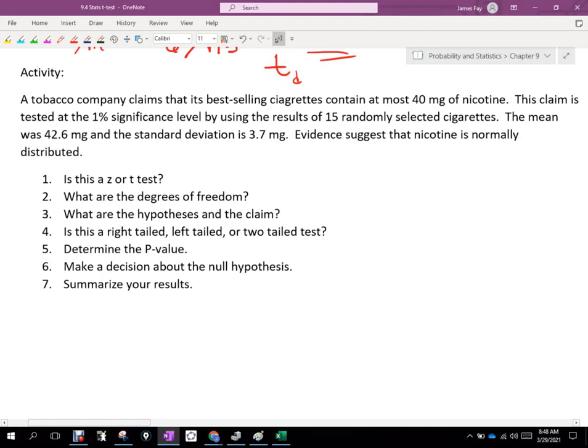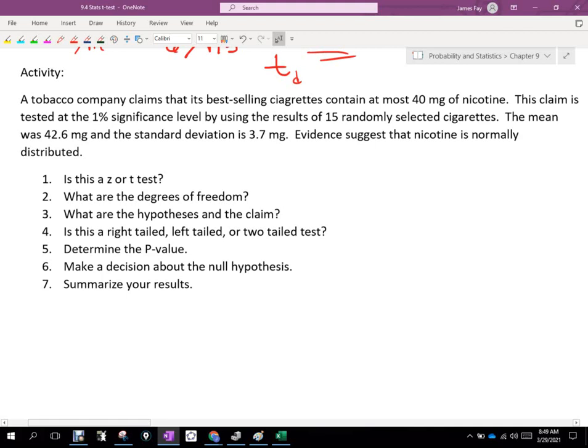We'll do this example with you. Actually, I want you guys to do quite a bit of this. It says a tobacco company claims that the best-selling cigarettes contain at most 40 milligrams of nicotine. This claim is tested at the 1% significance level by using the results of 15 randomly selected cigarettes. So the mean was 42.6 milligrams, and the standard deviation is 3.7 milligrams. Evidence suggests that nicotine is normally distributed. Okay. All right. Is this a Z-test or a T-test?